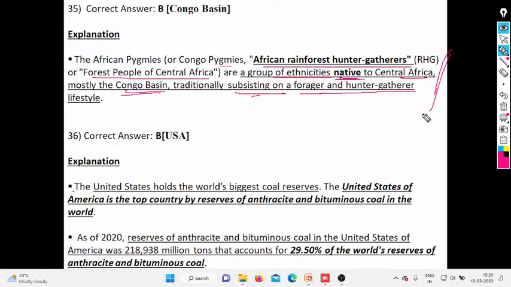Forager and hunter-gatherer basically. Central Africa, mostly the Congo basin particularly.